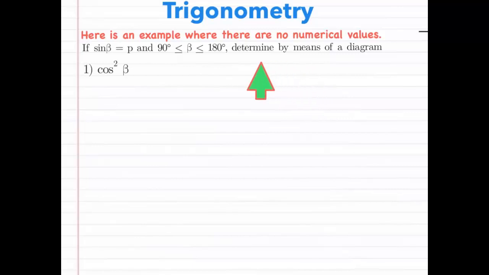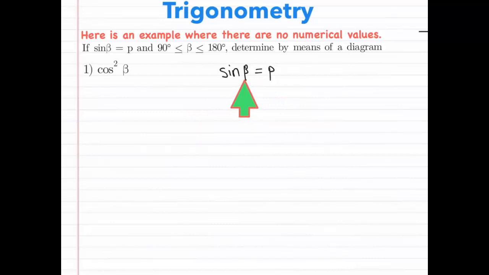Okay, so let's determine the cosine squared of beta with a diagram if we are given the following information that I'm circling here with my arrow. So the first thing that we need to do is I'm going to write down here the sine of beta just so you know what it means. The sine of beta is equal to p. Now, we are given the normal trigonometric function just the way we like it, and it's equal to p.